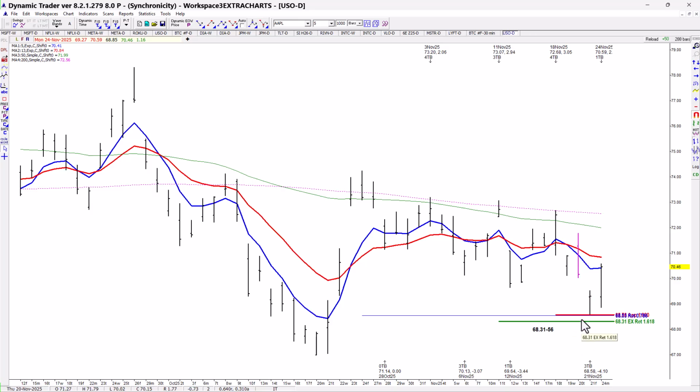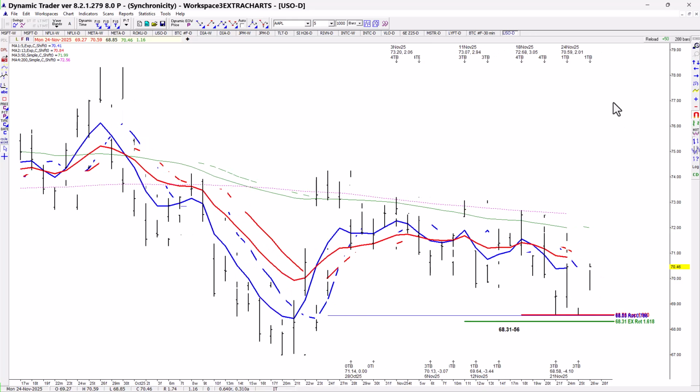So as far as the last setup though, we did have a price cluster that came in between 68.31 to 56 area. It included a 1618 extension of one swing. It included a symmetrical projection of another, and also a 786 retracement of this larger swing. It hit, it held, the actual low was made at 68.58, which is within 2 pennies of where that support is. And so far we've seen a rally of just a teeny bit over $2, right?